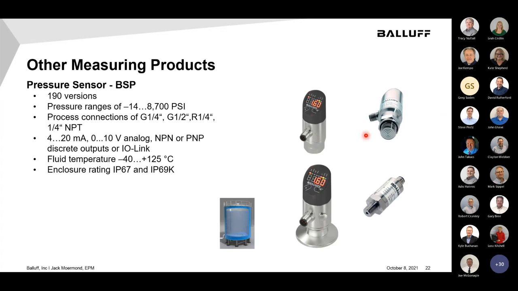You can get the flush front. You can get them without a display. You can also get them in a tri-clamp, and you can get a standard version. You see all the different process connections and the different temperatures the media can be. These are now IP69K. And again, these can be used in level applications. More on these products in the near future.